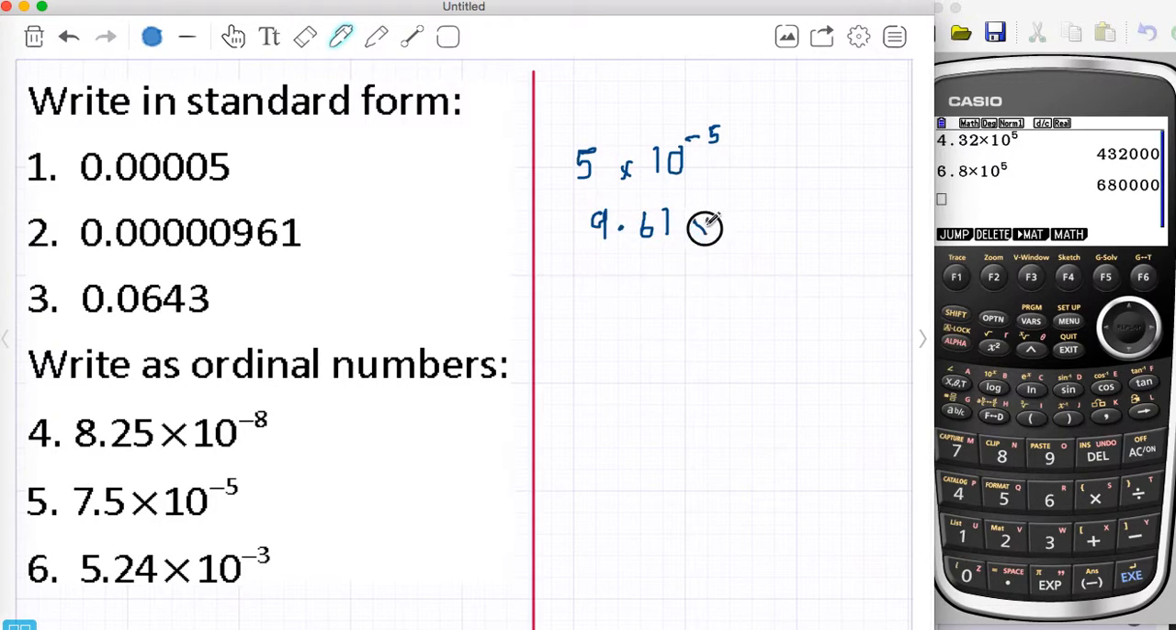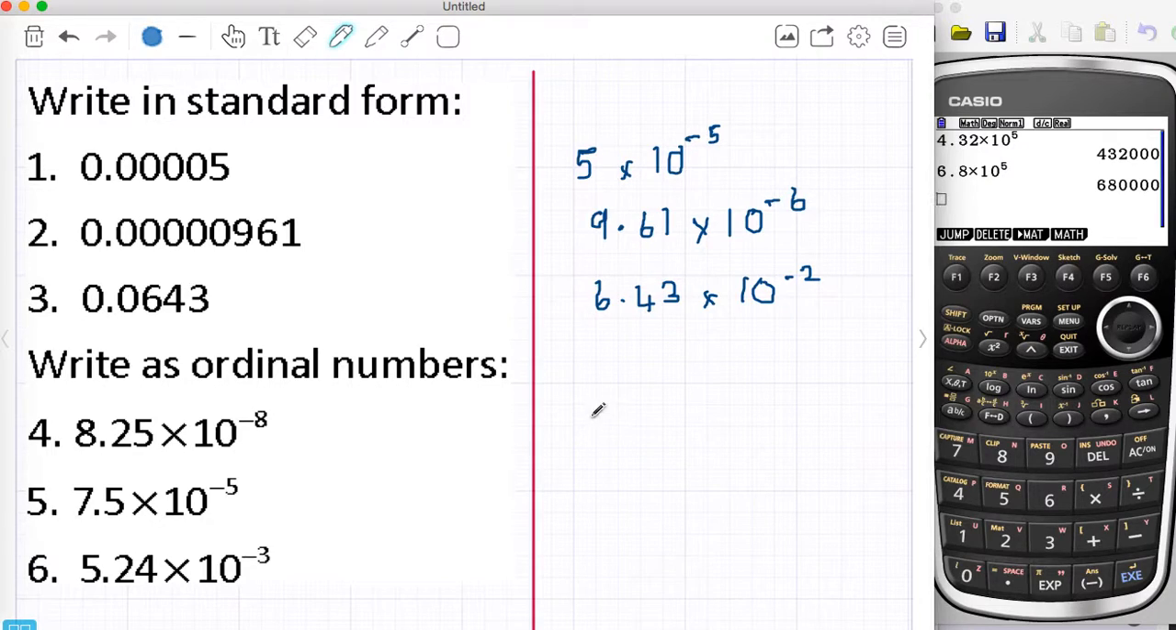9.61. Have to choose that. I can't choose 96 because it's got to be between 1 and 10. And I said there were 6 zeros. 1, 2, 3, 4, 6 zeros there. This one's quite straightforward. 6.43 times 10, and I can see that there are 2 zeros, so it's minus 2.